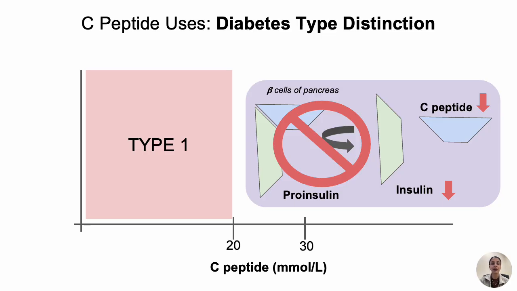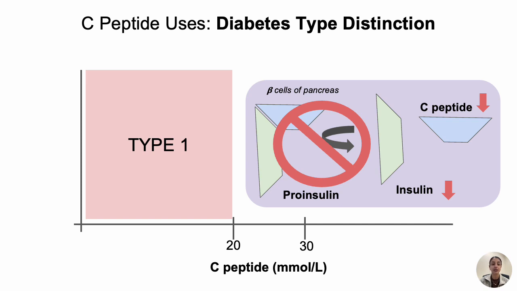This is because in type 1 diabetes, there is an autoimmune destruction of beta cells in the pancreas. No beta cells equal no insulin. No insulin equals no C-peptide or low levels of it. This explains why for our patient, Ms. Smith, we should be checking C-peptide levels.